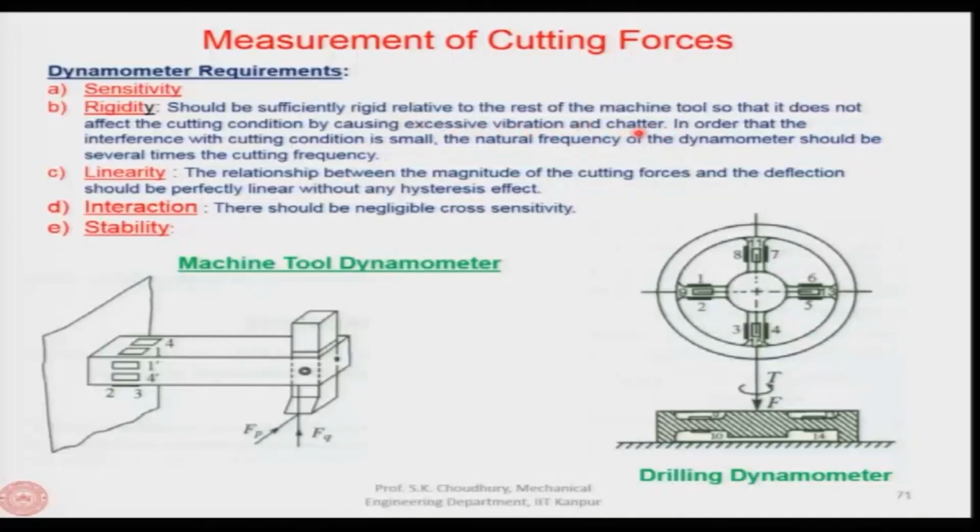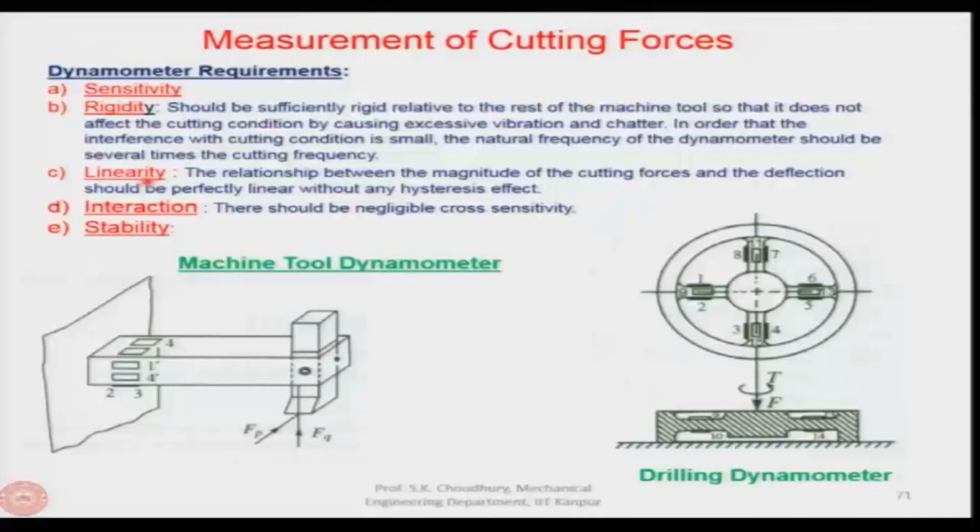So, chatter is the self excited vibration. In order that the interference with cutting condition is small, the natural frequency of the dynamometer should be several times the cutting frequency. Otherwise, what will happen is that it will match the natural frequency of the dynamometer and it will be in the resonance mode. So, the vibration will be too high.